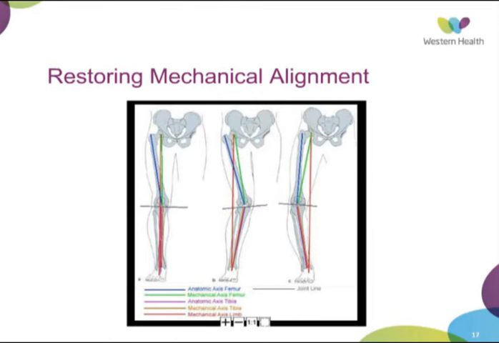Now, this slide here shows the various axes of the lower limb, both anatomical and mechanical axes of the femur and the tibia, as well as the overall mechanical axis of the lower limb, initially in a normal patient and that with a valgus or a varus knee.